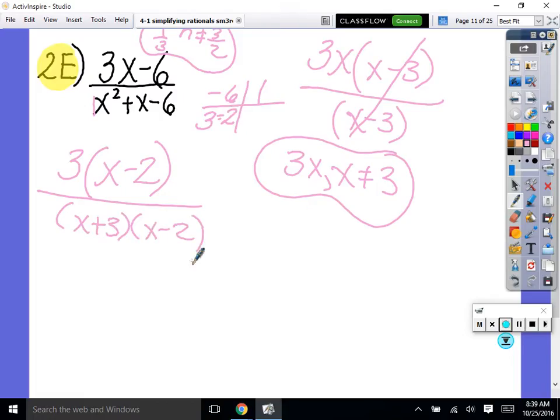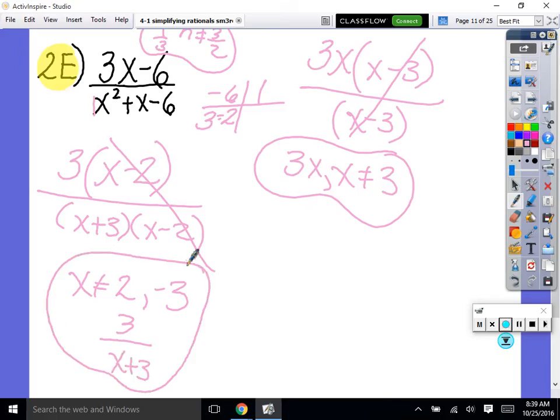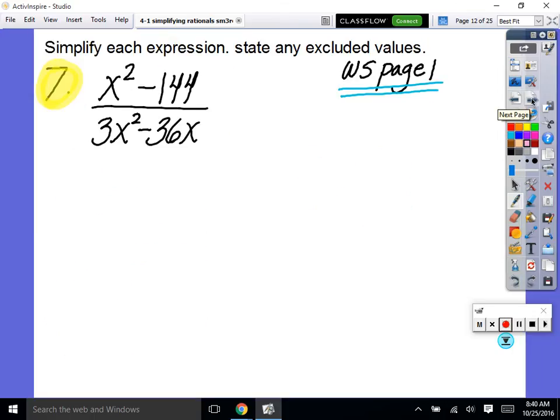Now we restrict the domain. X cannot equal 2 or -3, right? And then those divide out to become 1s. So our answer is 3 over x plus 3 as long as x does not equal 2 or -3. So you guys are getting it. You're doing good. I'm feeling good about this. So go ahead and go back to your student worksheet, and do problem 7 on the front. We're starting on the front again. So do number 7 now.